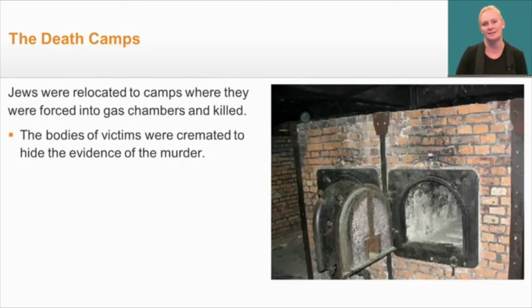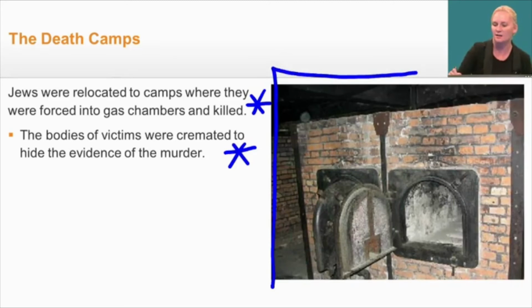Jews were relocated to camps where they were forced into gas chambers and they were killed. What the Nazis did with the bodies is they would round them up and take them to a crematorium. They would cremate them in these large fire kilns to hide the evidence of the murder. Now, one of the most famous Nazi death camps was a camp called Auschwitz. And in Auschwitz, nearly 8,000 people per day could be killed.